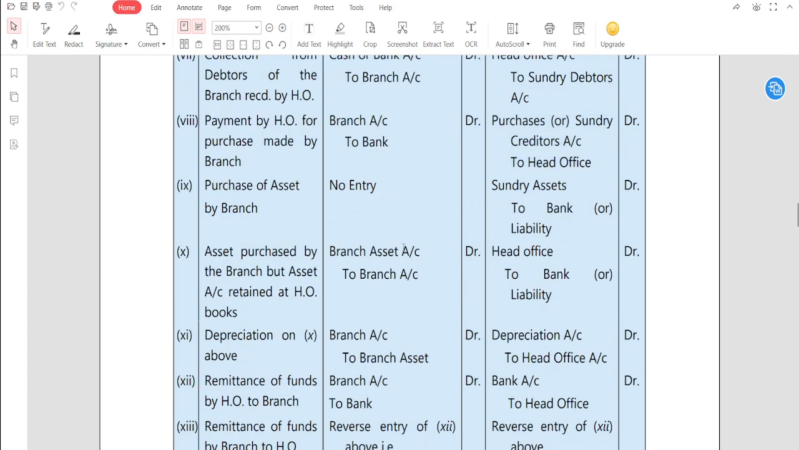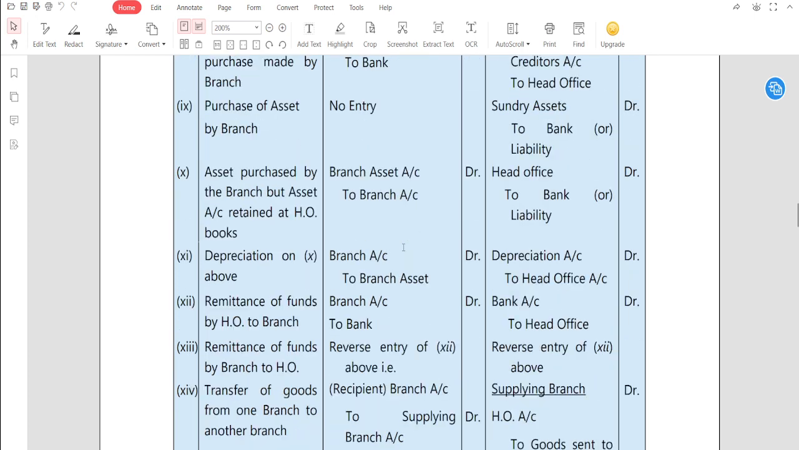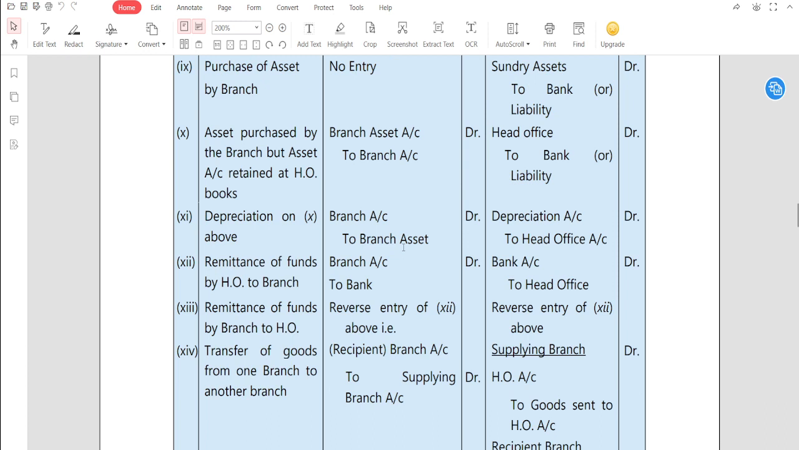Understood. Now, purchase of asset by the branch. Here the asset has been purchased by the branch. Do we need to make any journal here? No. Why would I put any journal entry when the branch purchases an asset? In that case, sundry asset debit to bank, but no entry is recorded in the branch books for the asset. Like purchase of the asset by the branch in the books of HO: the asset is purchased by the branch, but the asset account is retained at HO books. The asset account is not going to be incorporated by the branch; rather, it will be maintained by the HO separately.